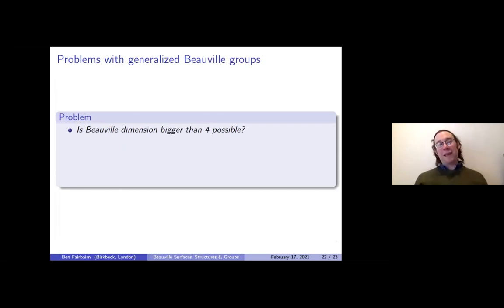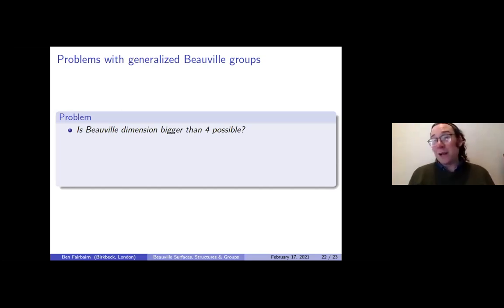So notice that I gave you Beauville dimension 2. I gave you various examples of Beauville dimension 4. I've told you we found examples of Beauville dimension 3. Well, what about 5 and higher? And the answer is we have no examples at all. We don't even have candidates that we failed to do computations in. We just can't think of how this is going to happen.